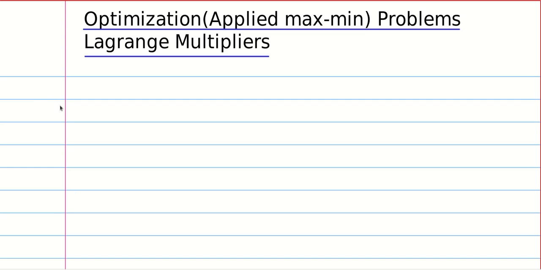Hello students, welcome to this lecture in which we're going to talk about optimization problems, a tiny bit different than the ones that we discussed before. They're sometimes called applied maximization or minimization problems, or just optimization problems. And we're going to use the method of Lagrange multipliers to do that. So let's go through an example just to understand where this idea comes from.